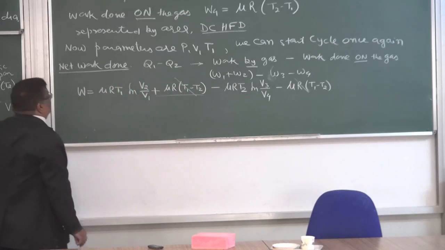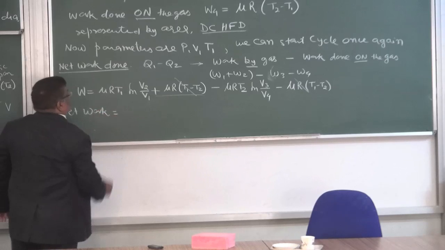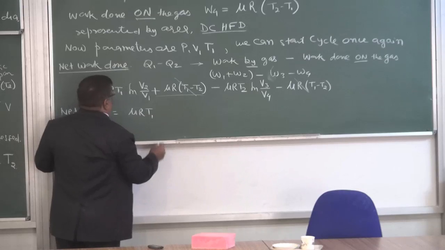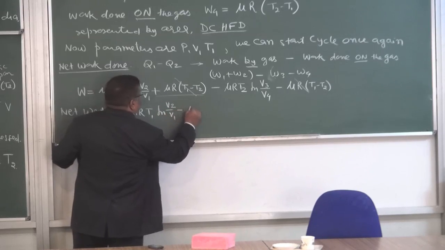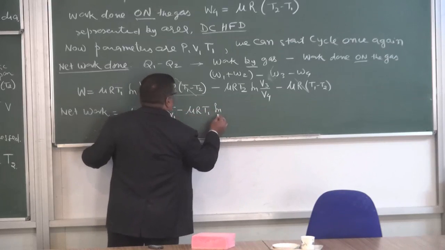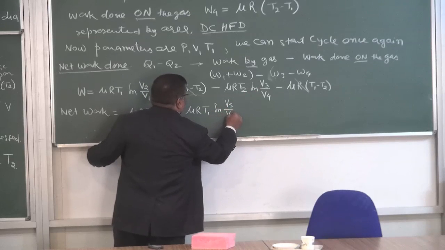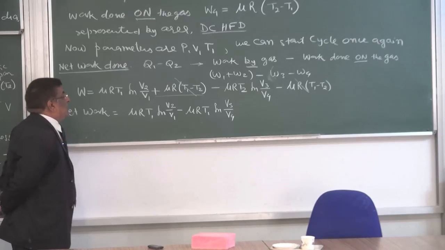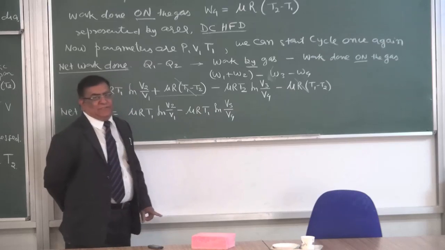So what do we get as the net work done? Net work is equal to mu R T1 log V2 upon V1 minus mu R T2 log V3 upon V4. This is the net work done. And what are these processes? This is isothermal expansion and isothermal compression.